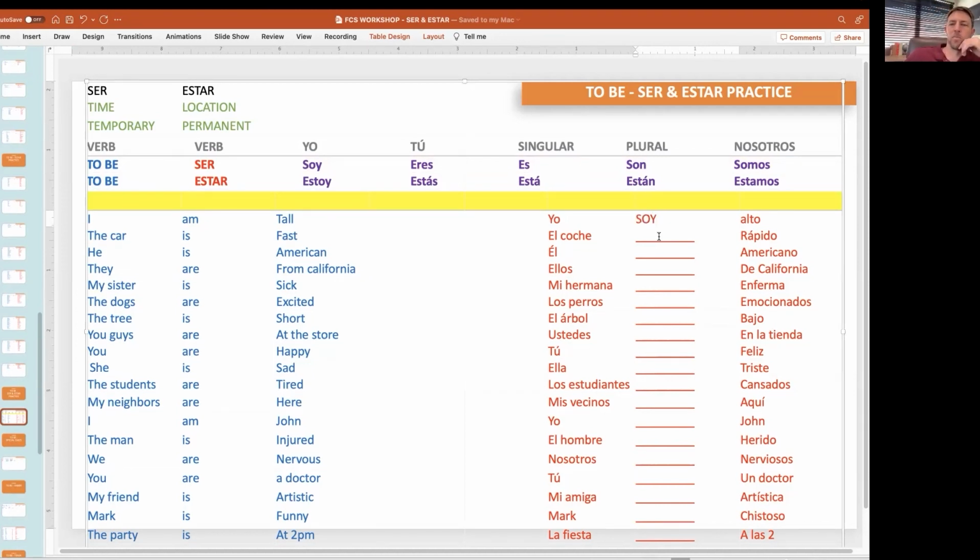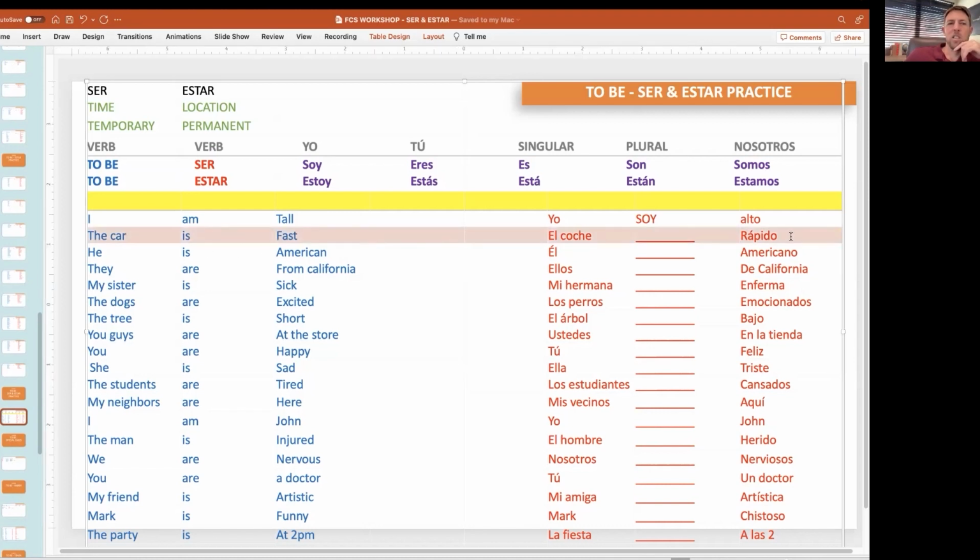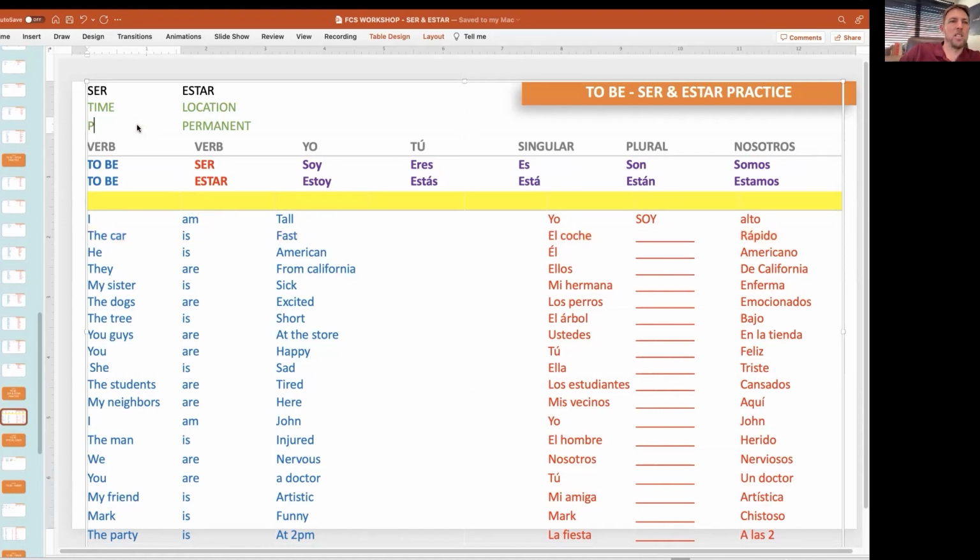Okay, yo soy alto. The car is fast. Is it ser or estar? Well, is it fast right now or is it always fast? Is it time or location? No. Is it temporary? Goodness gracious. It's hard to do a lecture to know people. Okay, so time, location, permanent, temporary.